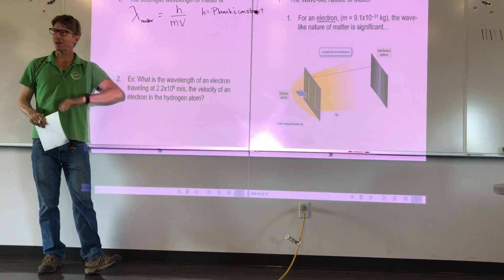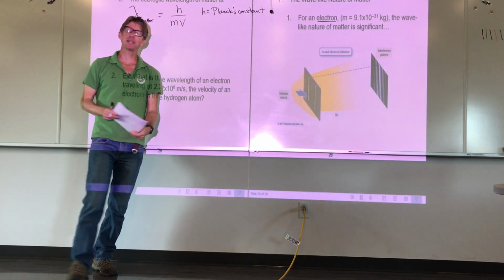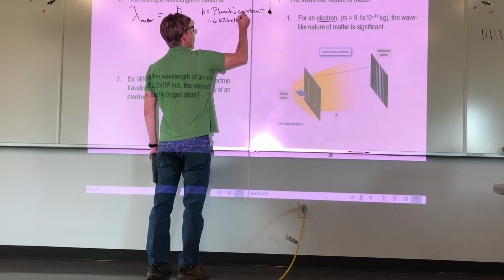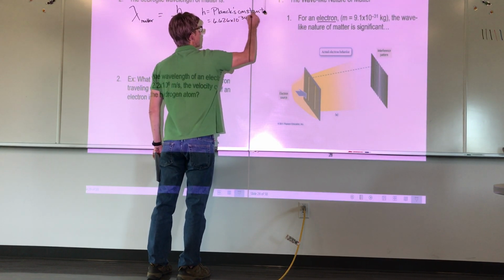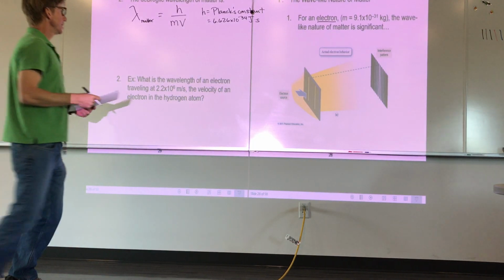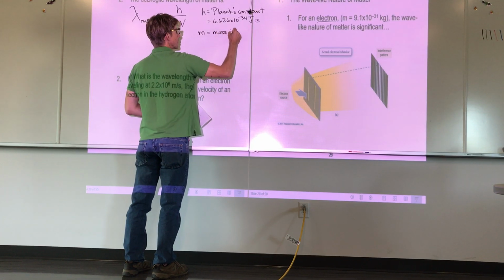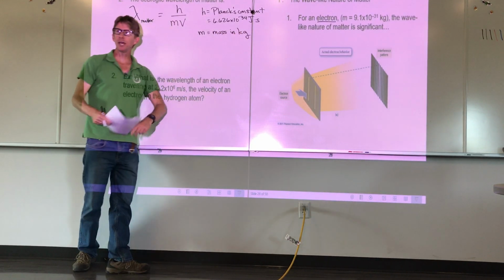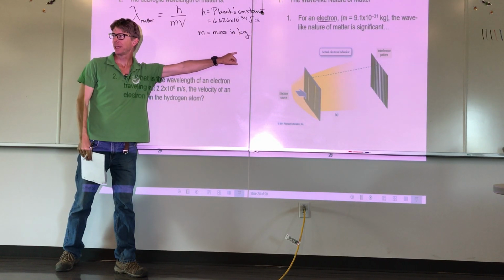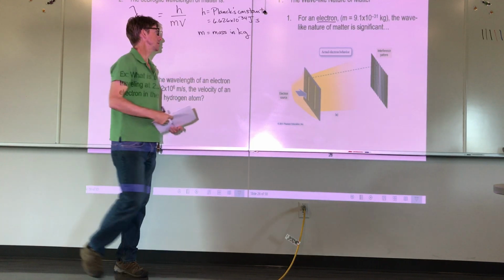Planck's constant, we gave it to you last time. It is given on your exam, 6.626 times 10 to the negative 34th joules times seconds. m is mass. Whenever you deal with joules and mass, that mass has to be in kilograms. A joule is a kilogram meter squared per second squared.